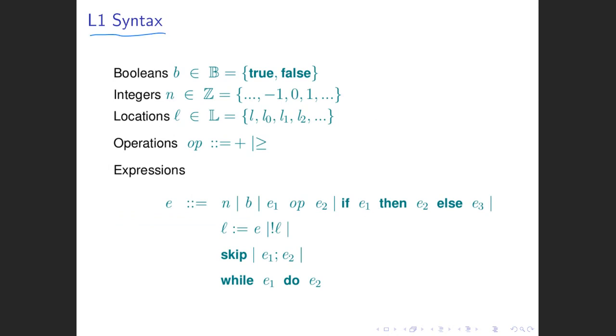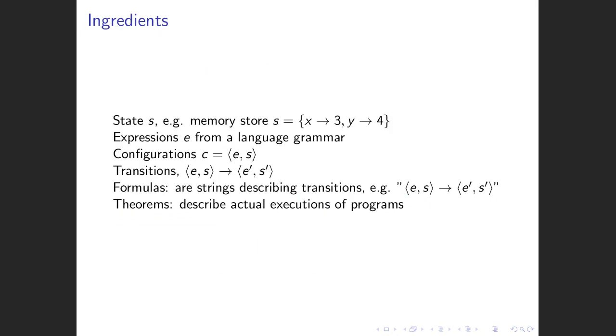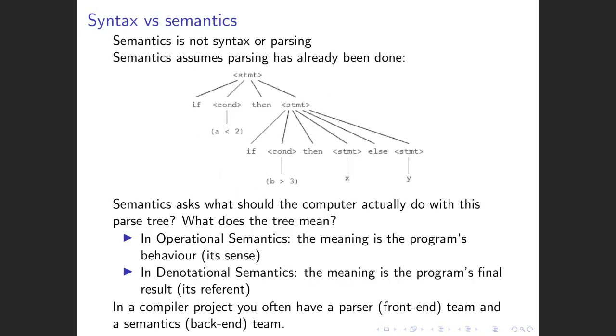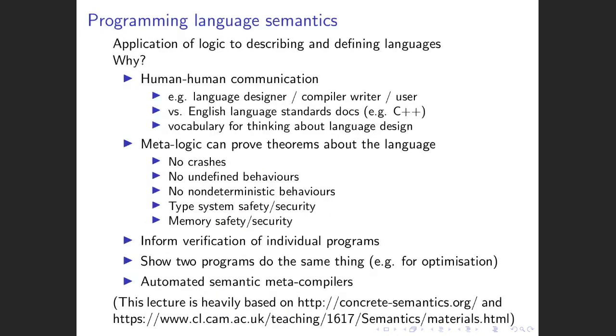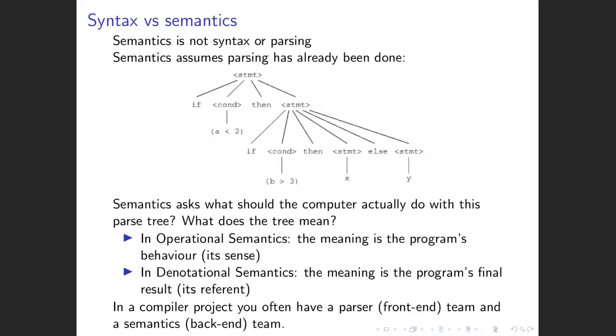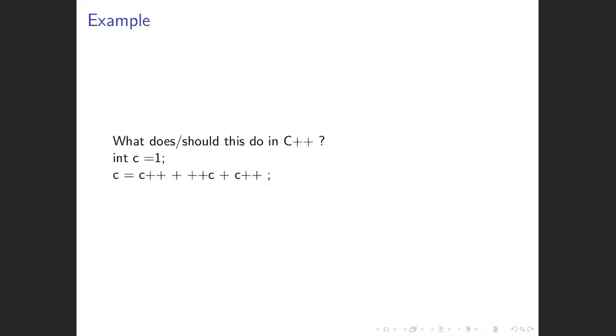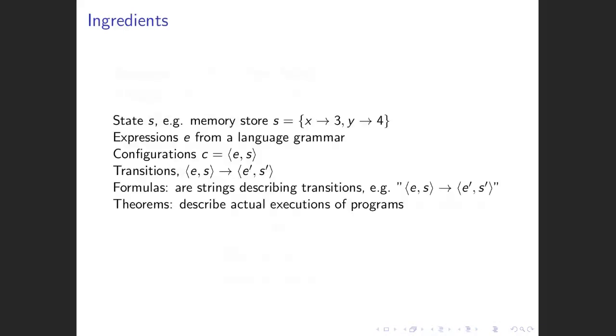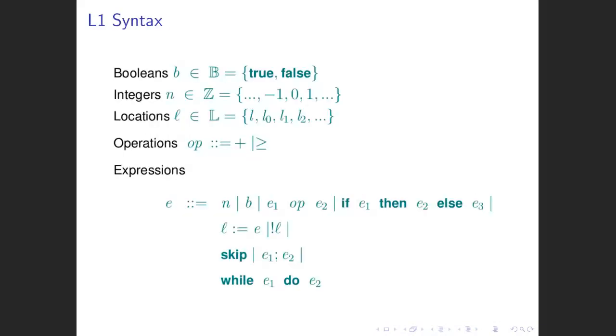Let's consider a little tiny language as an example. By the way, the content of this lecture is largely shamelessly ripped off from these two sources. This is a Cambridge module on semantics. This is the book Concrete Semantics by the authors of Isabelle. Quite hard to find books on this stuff, often just passed on through lectures from generation to generation. So L1 in particular is taken from the Cambridge example.